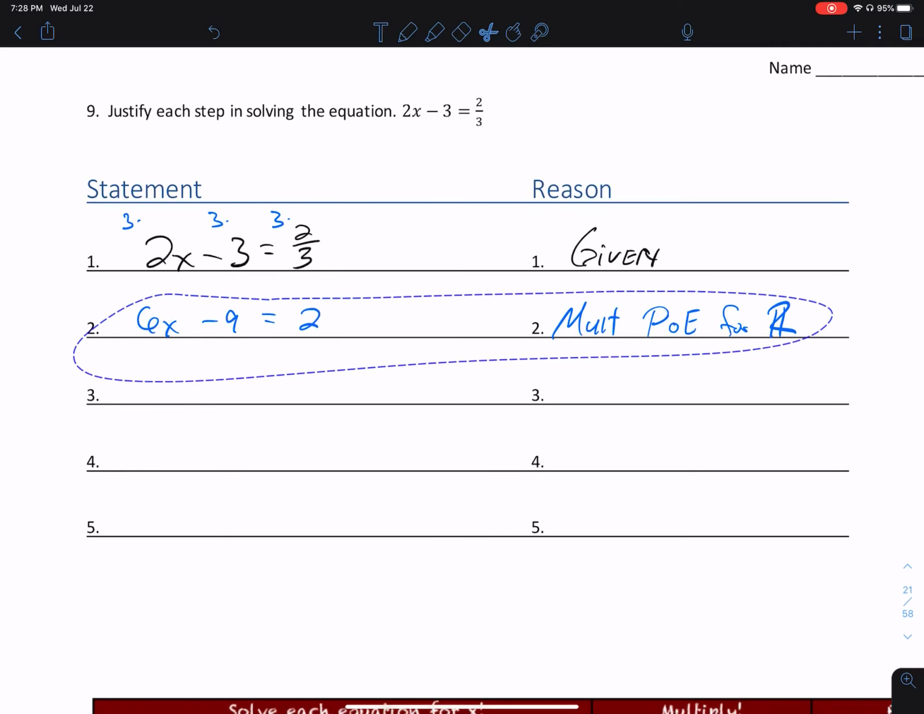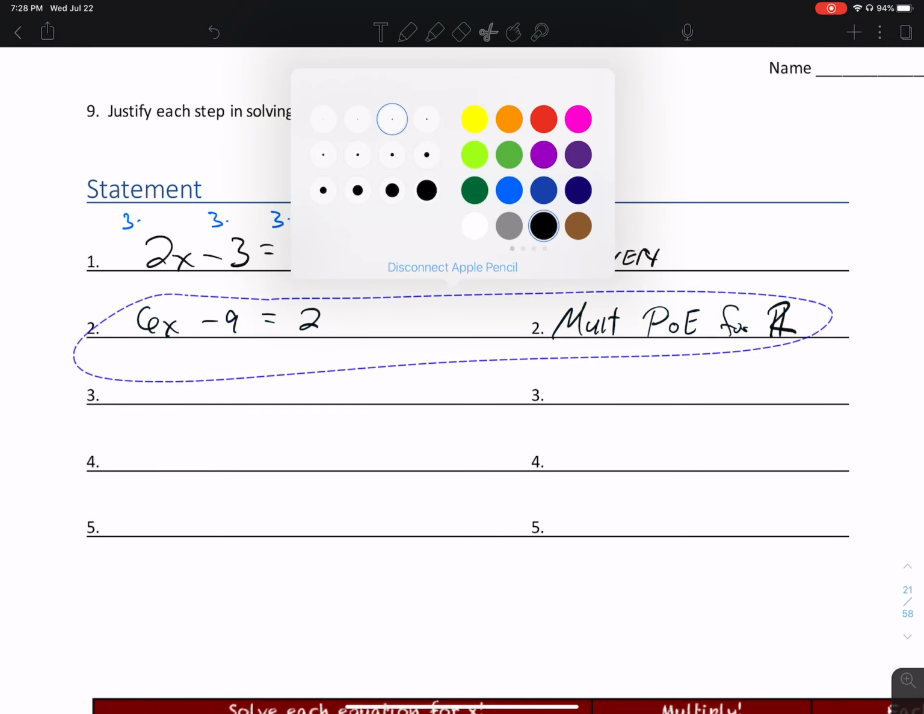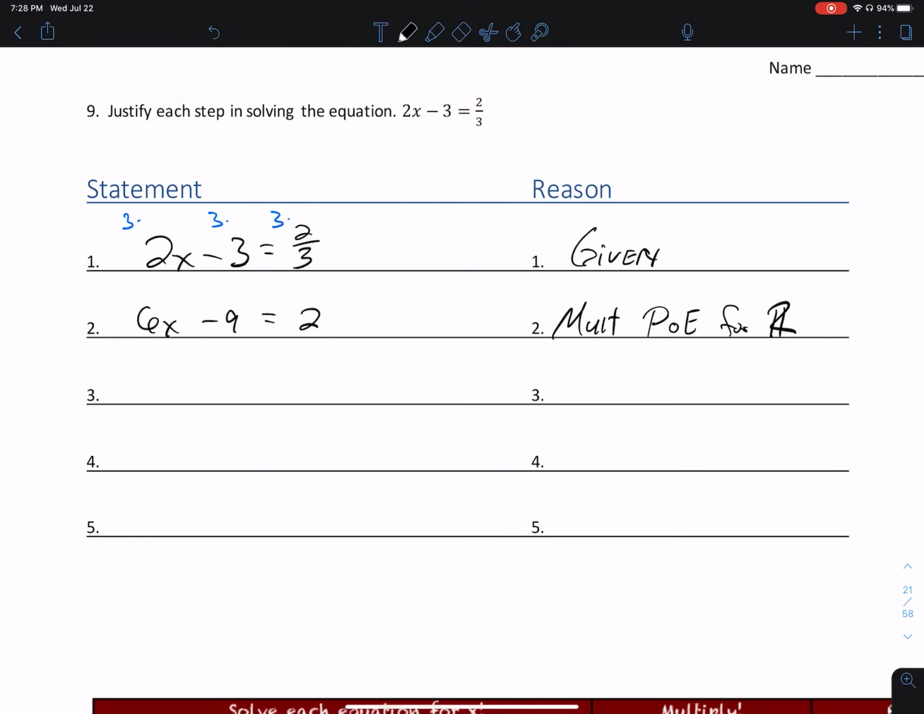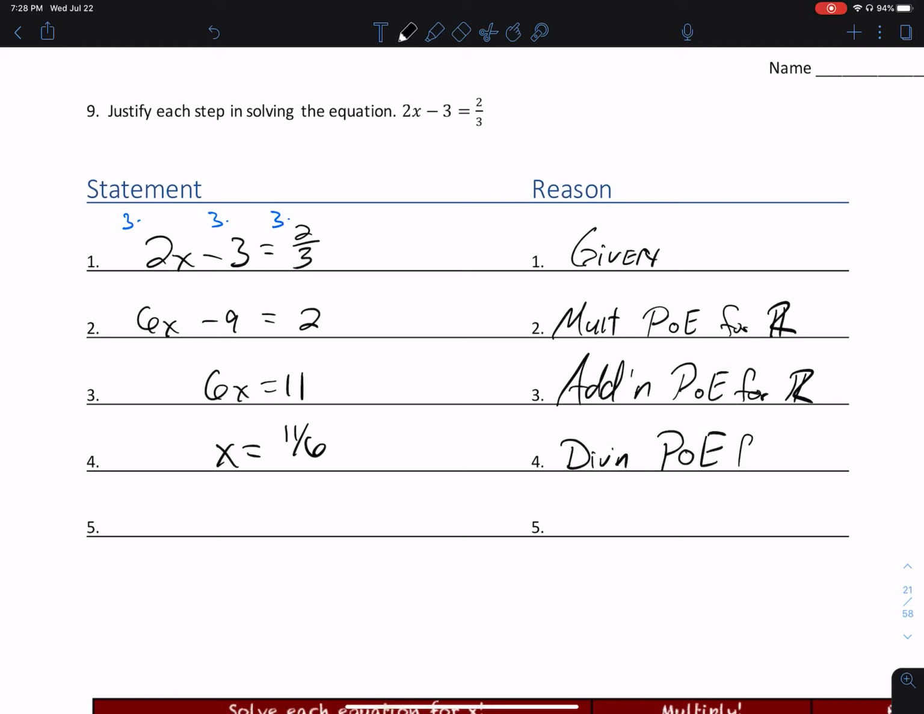What I wrote in blue is not necessary for this proof, but some students like to see that. Then I'm going to add 9 to both sides and get 6x equals 11. That is the addition property of equality for real numbers. And I'm going to divide both sides by 6, and that is the division property of equality for real numbers.